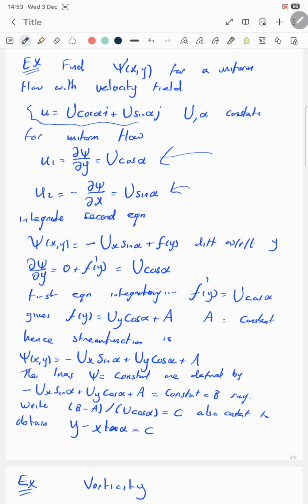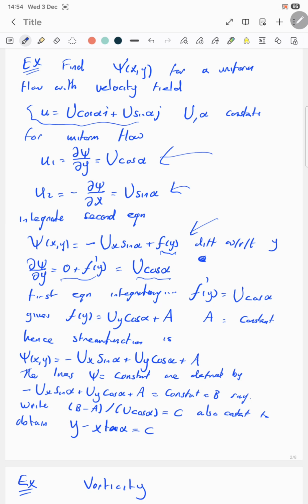Now we integrate the second equation, we get this, and this is our arbitrary function of integration, because with partial derivatives we get this back rather than a generic constant. So we have a function of integration, because we're dealing with more than one variable when it comes to partial derivatives. We're always holding one constant and so on. But now our derivative of psi with respect to y equals 0 plus the derivative of our function of y, which equals U cosine alpha.